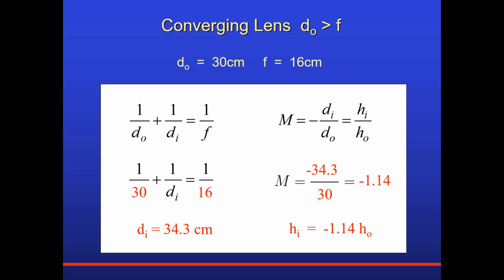What do I conclude? Well, the negative sign from the number tells me the image is inverted. HI is negative relative to HO. 1.14 tells me HI is a little larger than HO. That's what we learned from the numbers. And if you're going to go back to the diagram earlier in the video, you can compare.